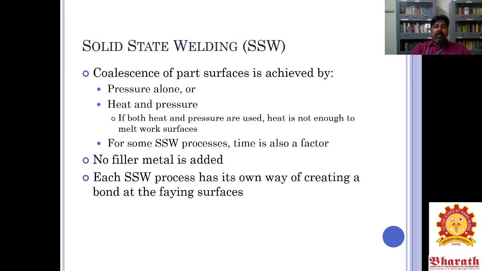So what does it mean by solid state welding process? Solid state welding process means there is no melting of the metal, right? So we depend only on temperature and pressure, and maybe on some time, right? Time is also a factor for this, and no filler material is added. Solid state welding has its own way of creating a bond at the faying surfaces.